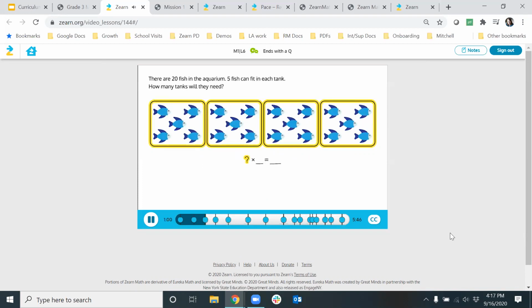The number of groups is our unknown. There are 5 fish in each tank, or group, and 20 total fish. Now, write a division sentence to match this picture. Use your multiplication equation to help. What's the total? And how many fish are in each group?